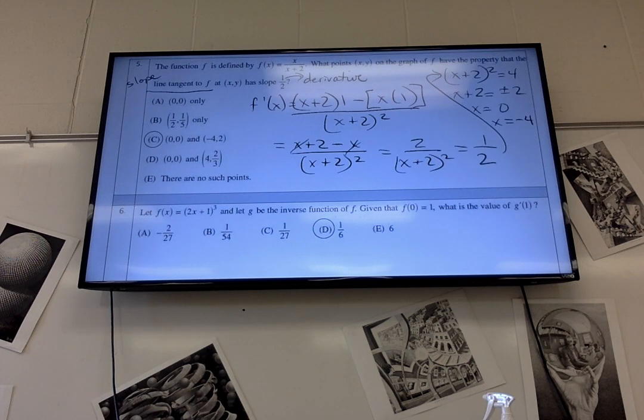So right there it has to be C, because that's the only one with the x's being 0 and negative 4. Now, I guess I should try the other ones because it could be E. So we plug it in to find the y coordinate. If I plug in 0, I get 0, so that's why I have 0, 0. If I plug in negative 4, I get negative 4 over negative 2, which is positive 2. So it's that.